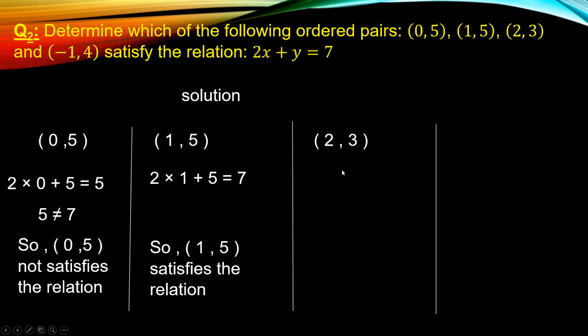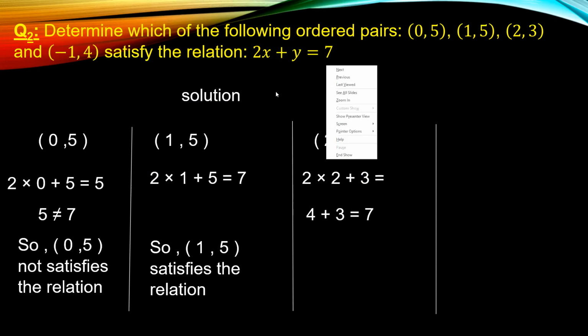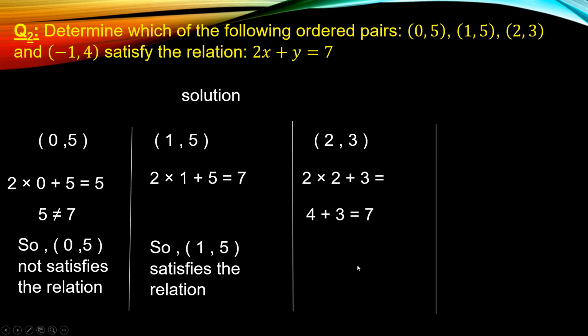Here's the third ordered pair, 2 and 3. As we learned, we will substitute the value of x by 2 and the value of y by 3. So it will be 2 times 2 plus 3. 2 times 2 equals 4. 4 plus 3 equals 7. So here's the value of 7 and here's the value of 7. So I can say that the ordered pair 2 and 3 satisfies the relation.